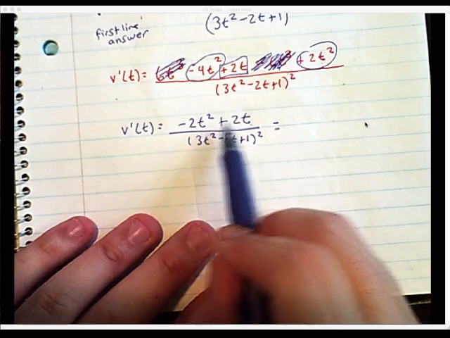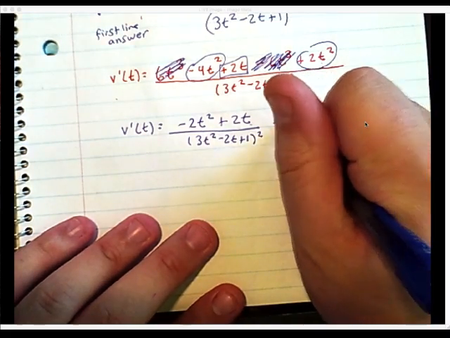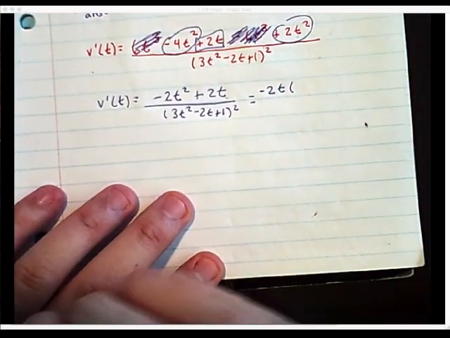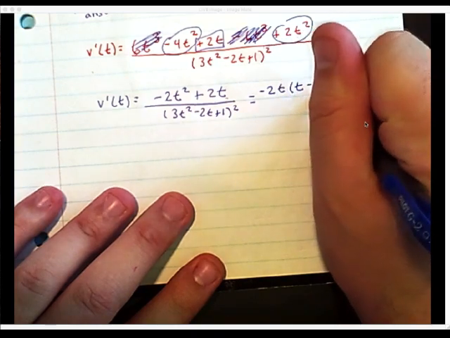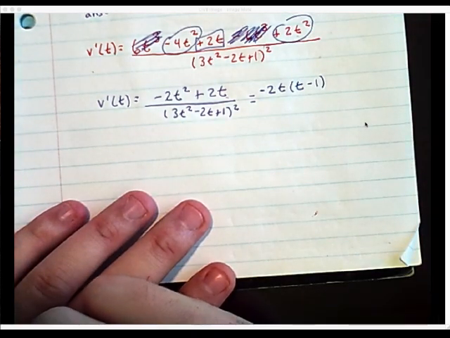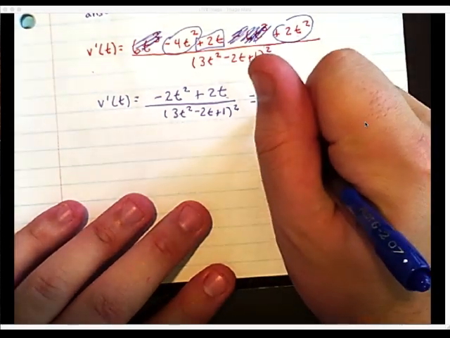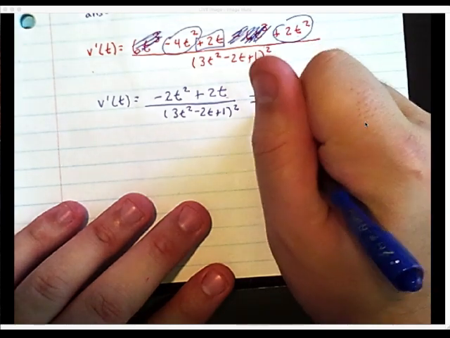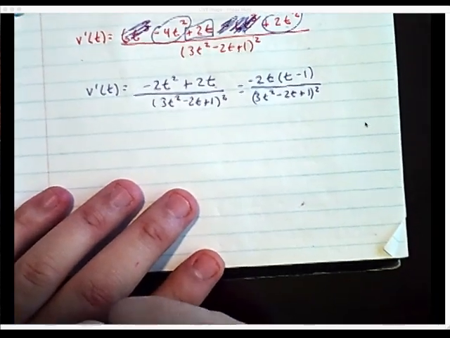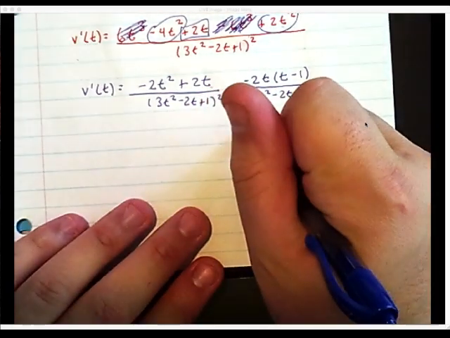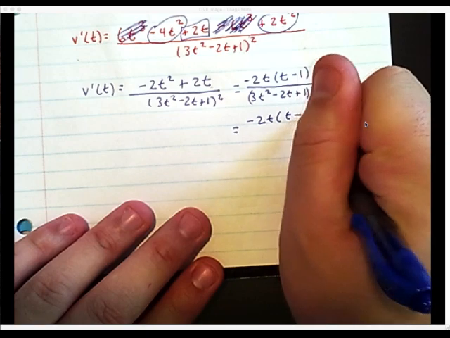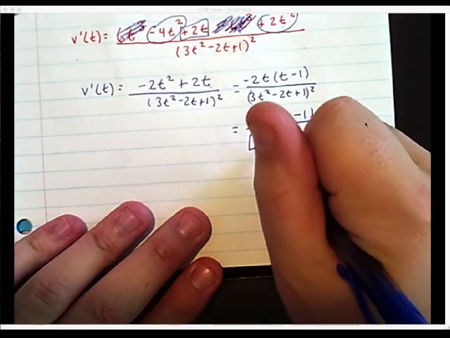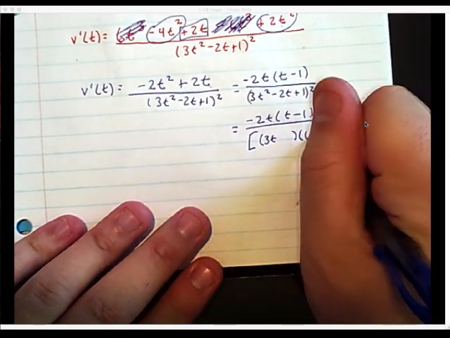For these two terms, I could factor out a 2t, or I can even factor out a negative 2t. Okay. So negative 2t, if I factor that out, I would have t minus 1, all over 3t squared minus 2t plus 1 quantity squared. If I think about the bottom, maybe that quadratic can be factored. Okay, so how do I get 3t squared? I have 3t times t.